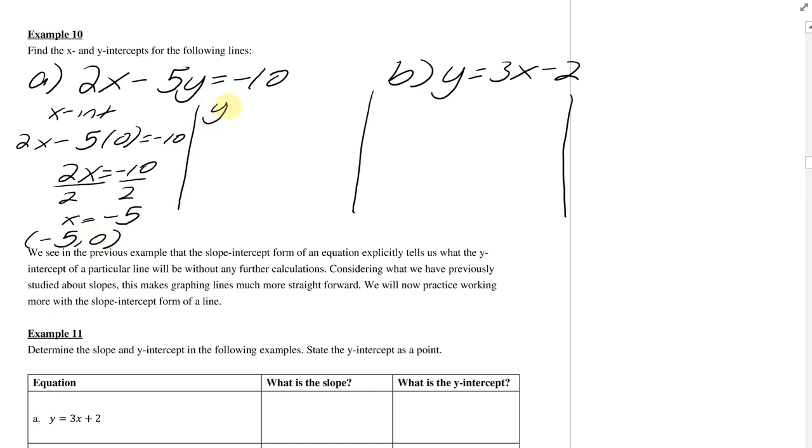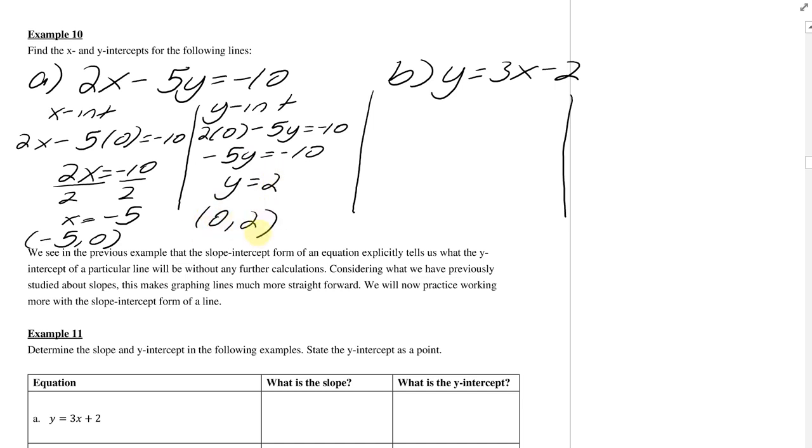Okay, and now let's do the y-intercept. So now I'm just going to do the opposite, right? So I'll have 2 times 0 minus 5y equals negative 10. So this means then that negative 5y equals negative 10. And if I divide both sides by negative 5, this will be y equals 2. So now I've got the point 0, 2. So there would be my x and y intercept for the first one.